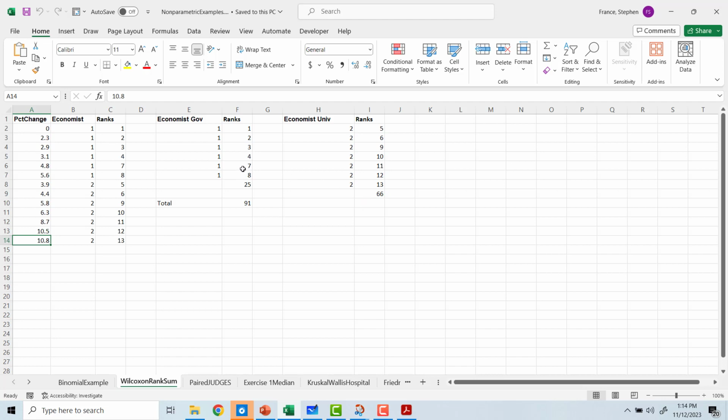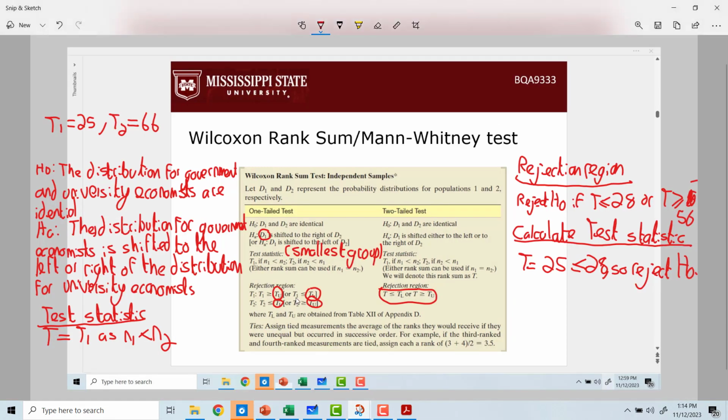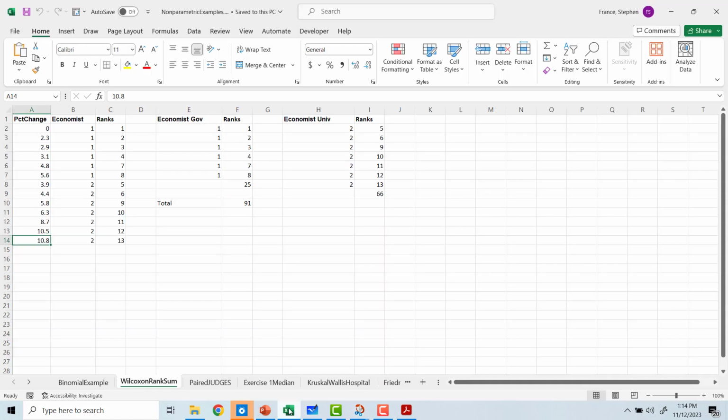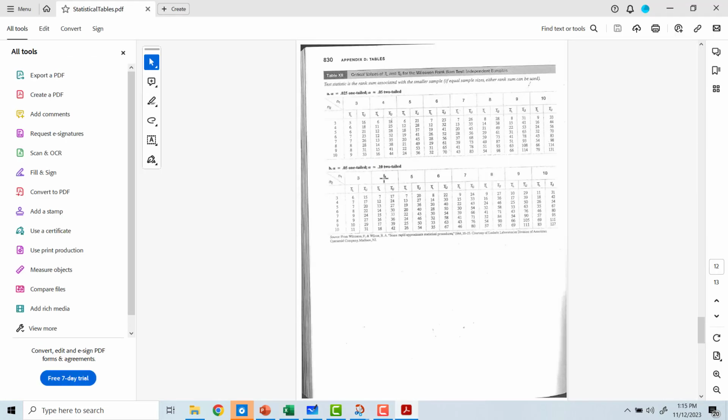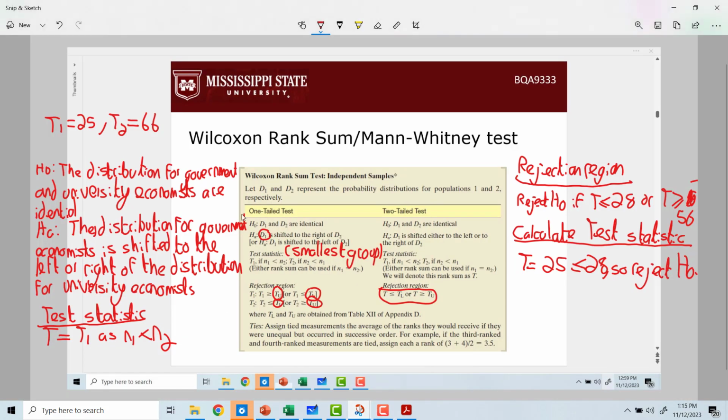So alternatively, we could have done a one-tailed lower. With a one-tailed lower, group 1 is smaller, so we reject if T1 is less than or equal to TL. If we go back to our table, if we did a one-tailed, we'd have 6 and 7. We'd reject if it was less than or equal to 30. I don't think I put it down. So just a reminder here, the rejection region is going to be alpha equals 0.05.